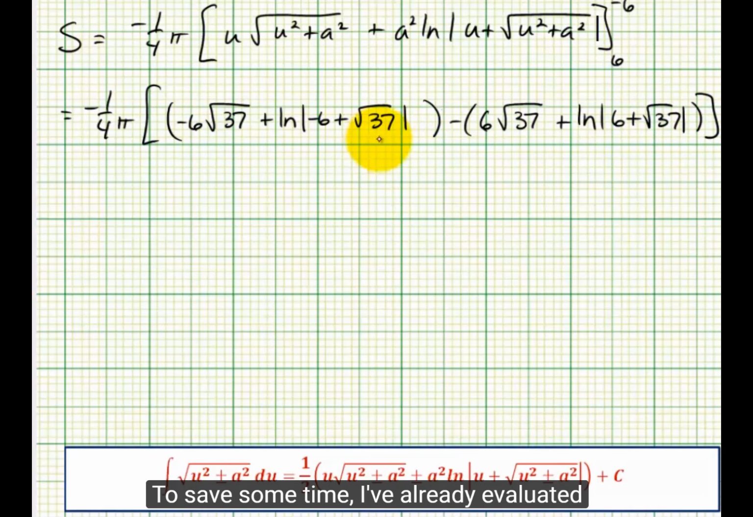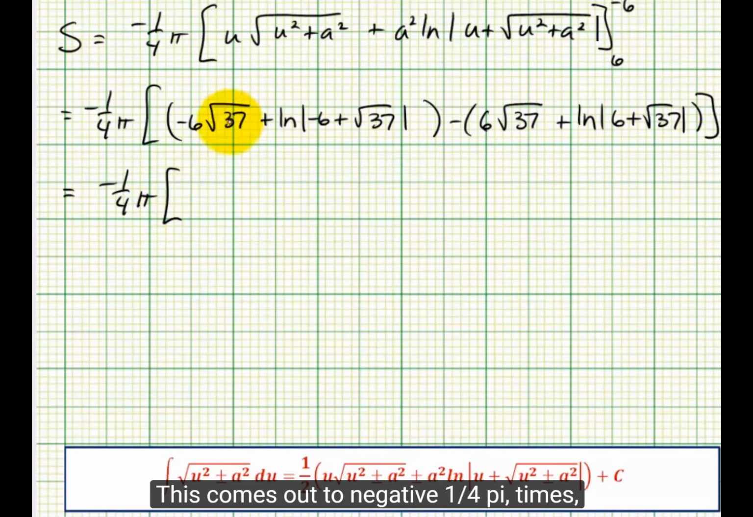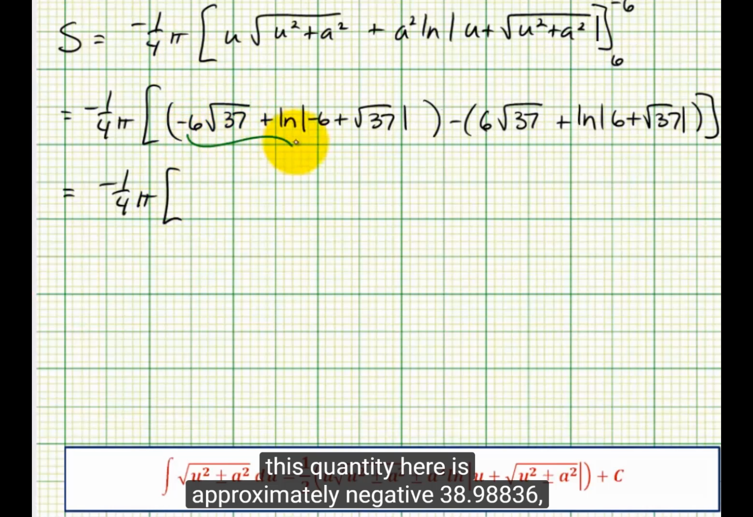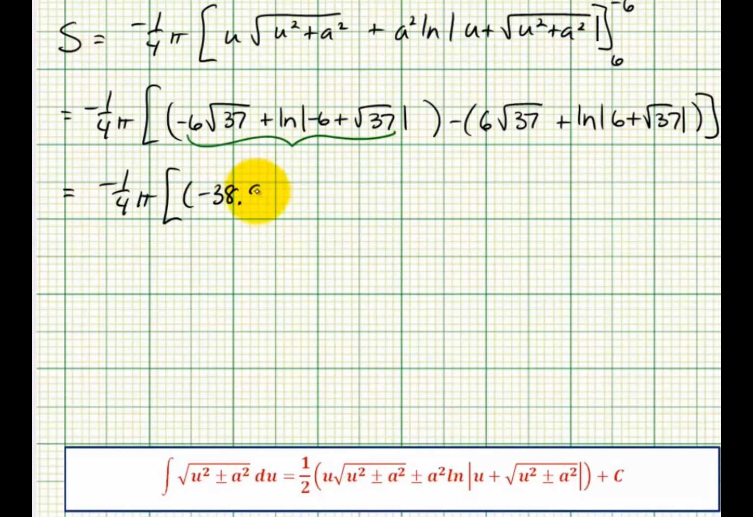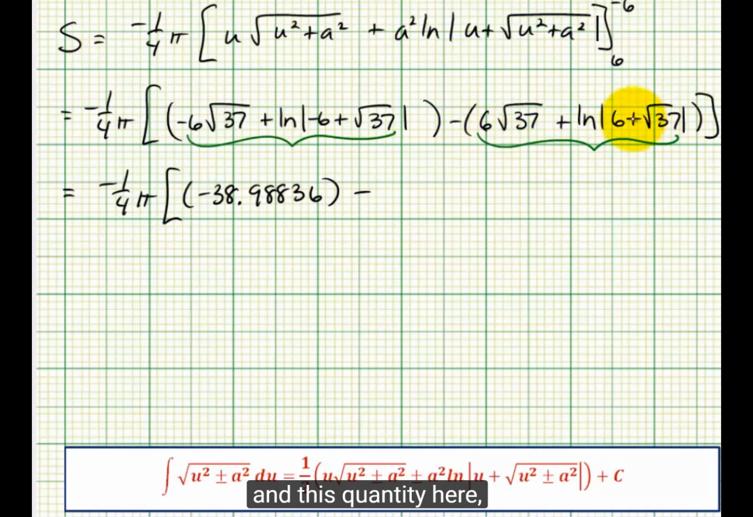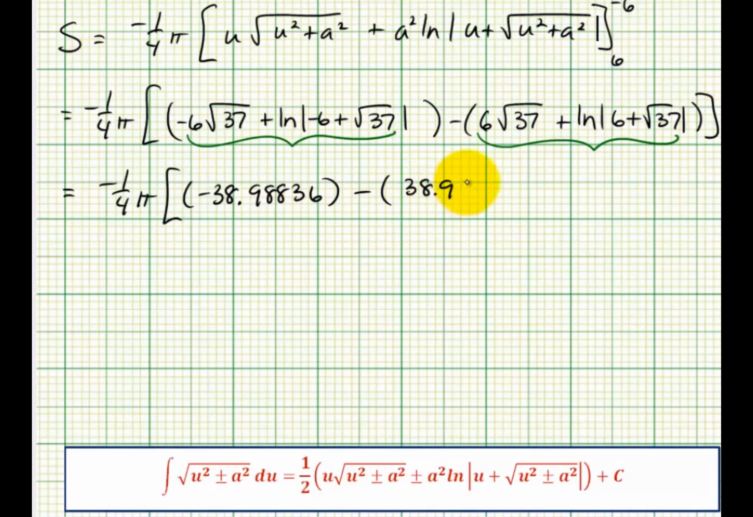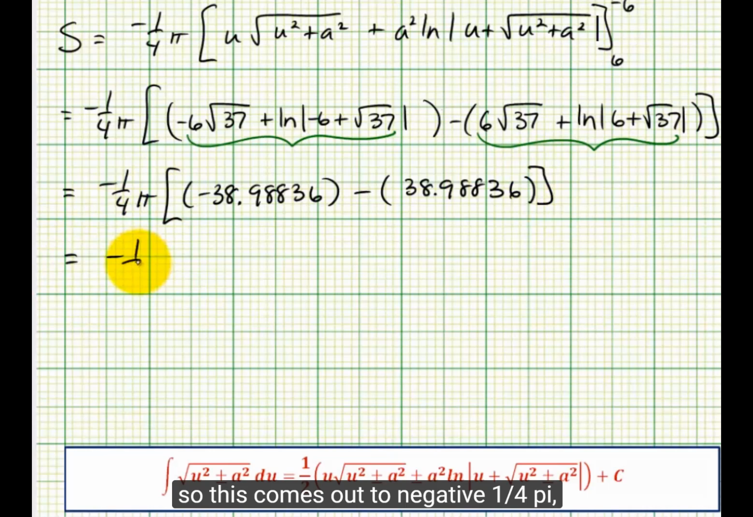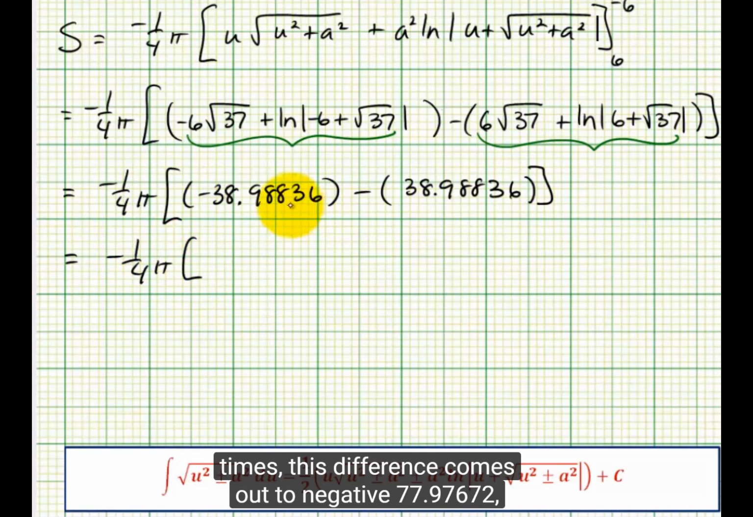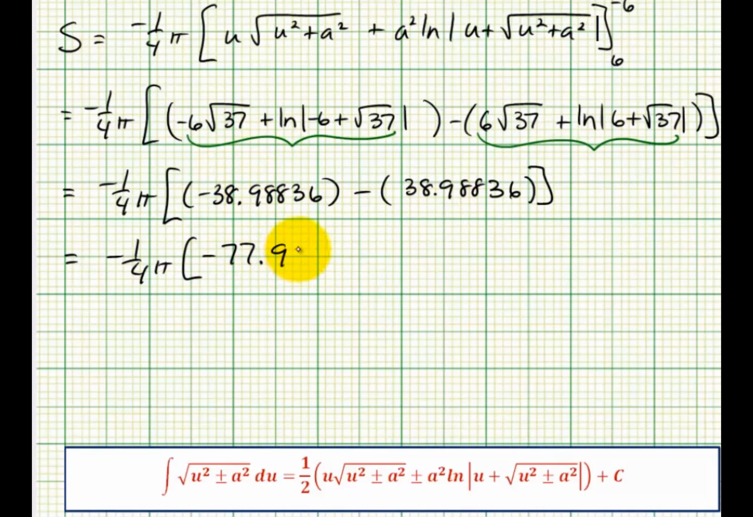To save some time, I've already evaluated these expressions on the calculator. This comes out to -1/4 pi times this quantity here, which is approximately -38.98836, and this quantity here is approximately positive 38.98836. So this comes out to -1/4 pi times, this difference comes out to -77.97672.